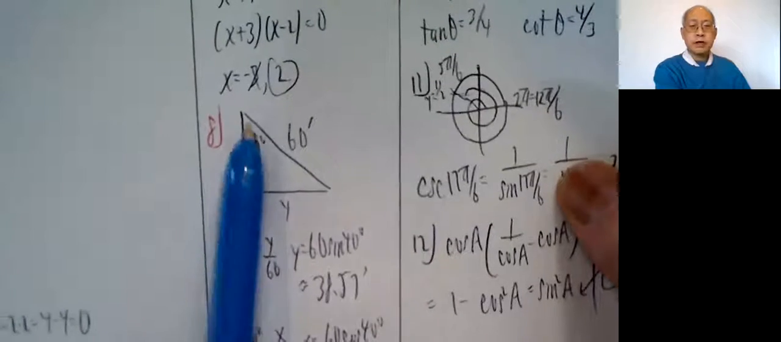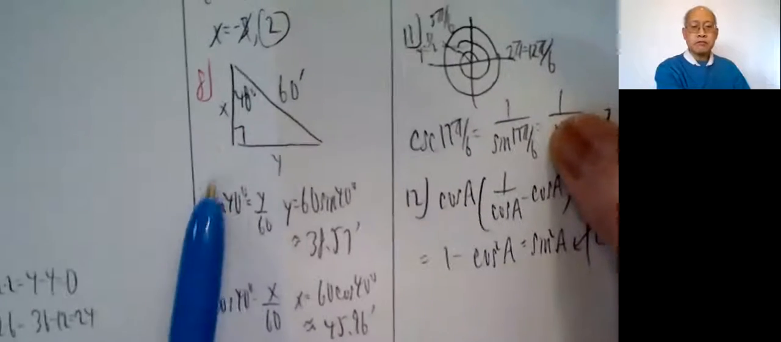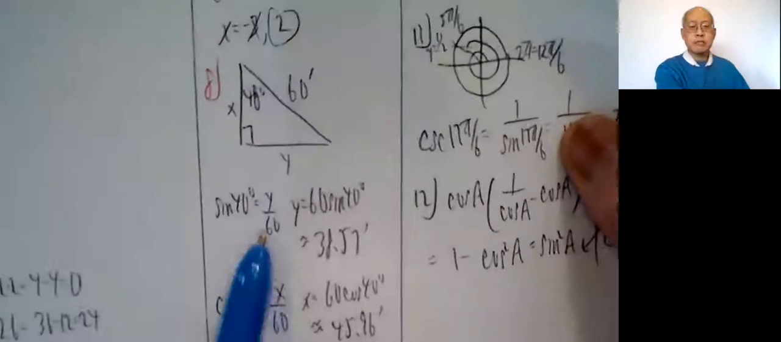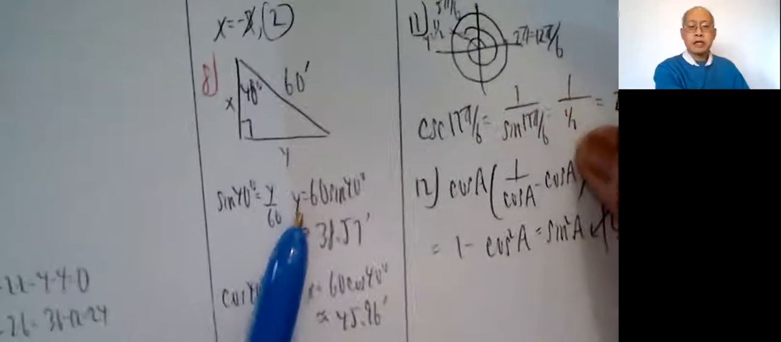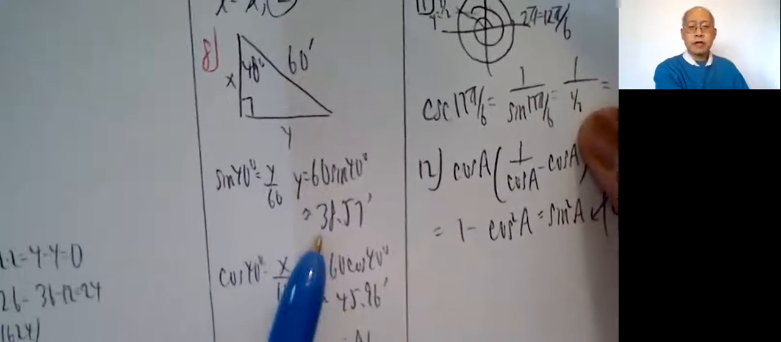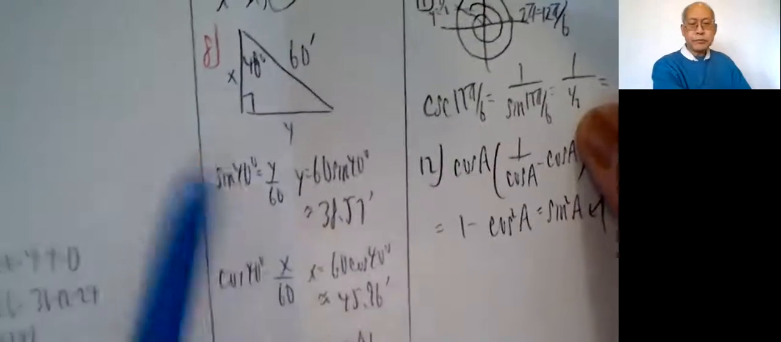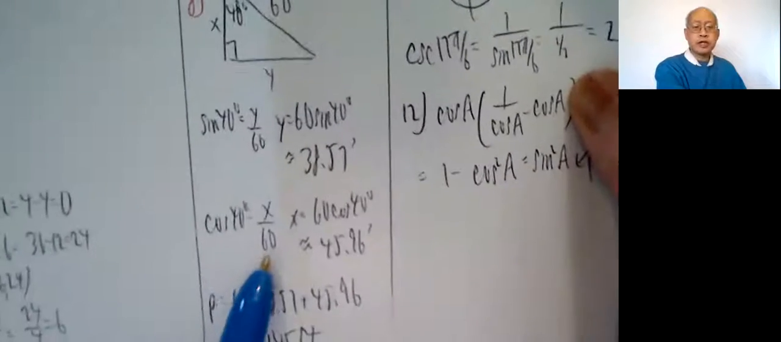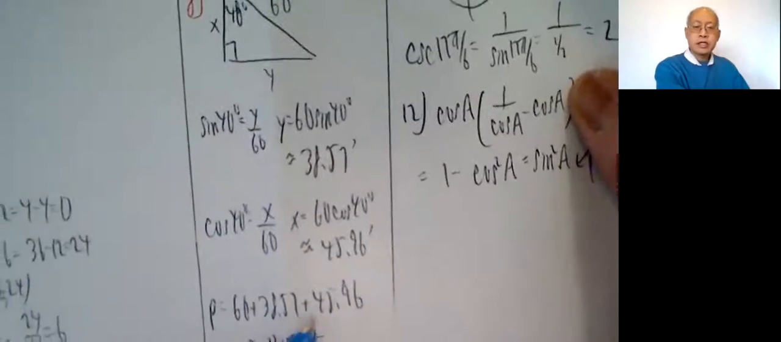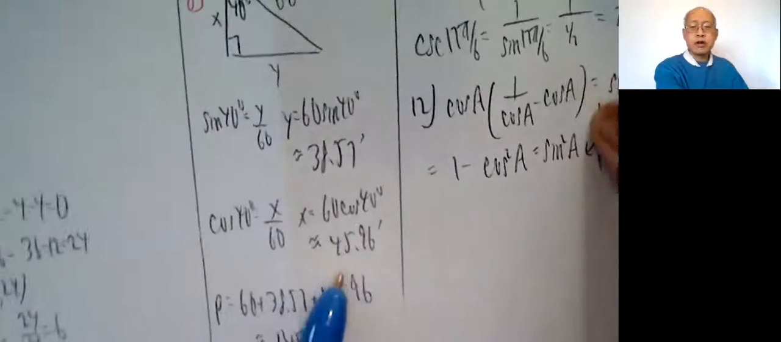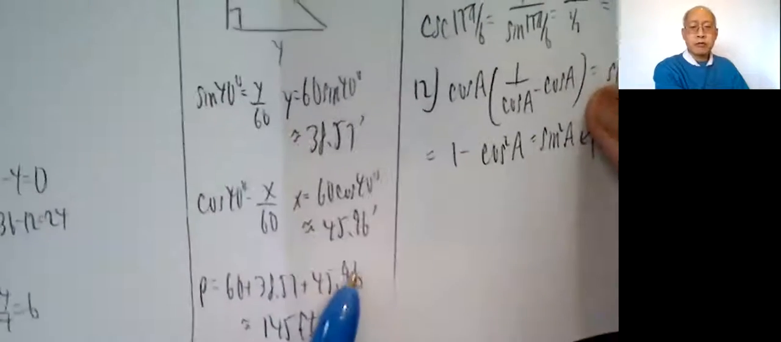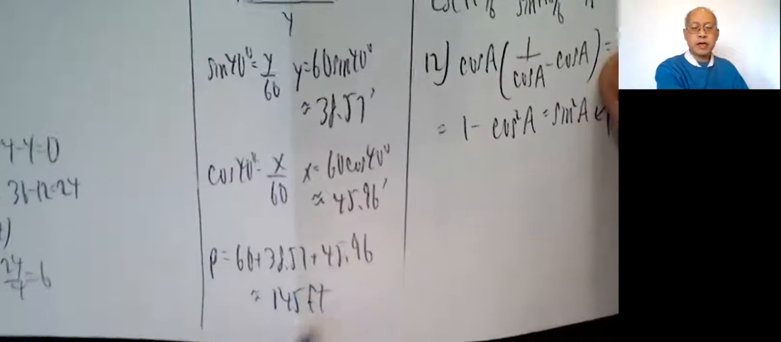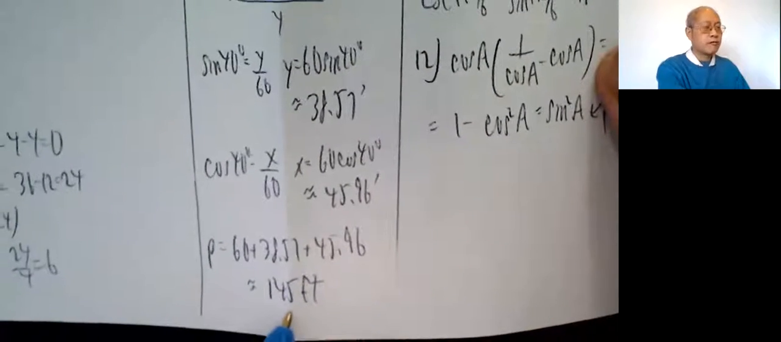Number 8, 40 degrees, 60 feet, x, y. Sine of 40 is opposite over hypotenuse, so y over 60, multiplied by 60. Y equals 60 sine of 40 degrees, 38.57 feet. Cosine of 40 degrees is adjacent over hypotenuse, x over 60, multiplied by 60. X is 60 cosine 40 degrees, about 45.96. Perimeter, add them all up. 60 plus 38.57 plus 45.96, to the nearest whole number, 145 feet.